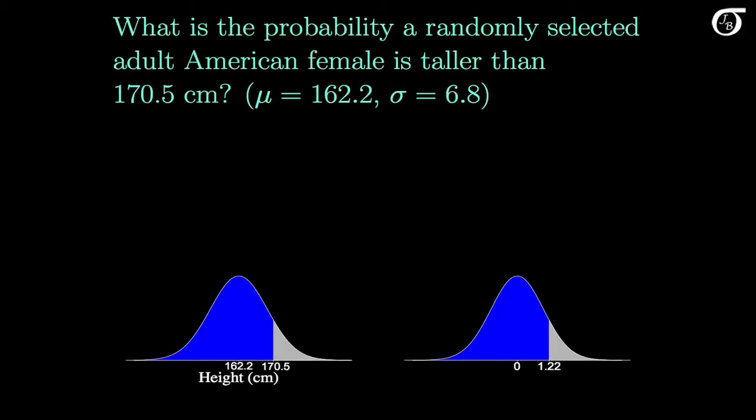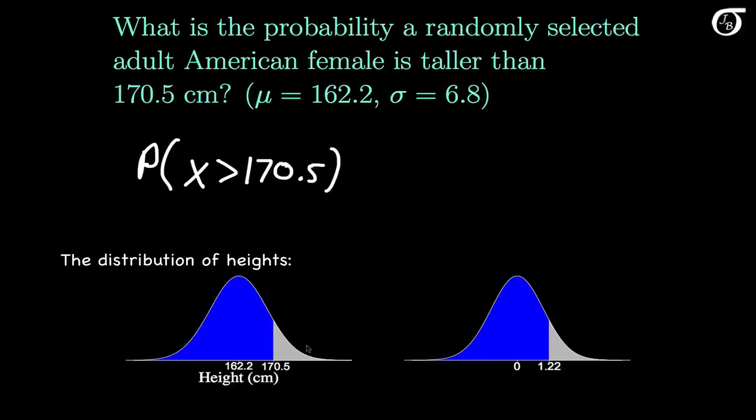Suppose we want to know the probability a randomly selected American female is taller than 170.5 centimeters. If we let the random variable x represent the height of a randomly selected female, then we are interested in finding the probability that the random variable x takes on a value that's bigger than 170.5. And that's simply the area to the right of 170.5 under the distribution of heights, which is this area right here. But it can help us find this area if we first standardize.